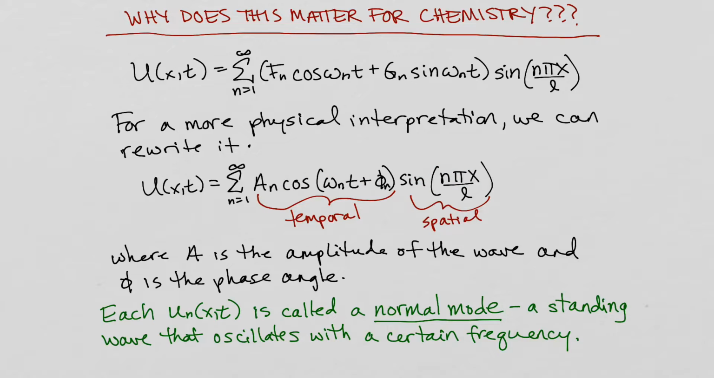Okay, so we like to think of each of these individual u of x of t's, the little u's, those individual modes, we call those normal modes. So normal mode is a term that you'll hear pop up a lot when you're talking about vibrational spectroscopy. So that's a term to commit to memory. You're going to hear that again. So a normal mode is simply a standing wave that oscillates with a certain frequency.